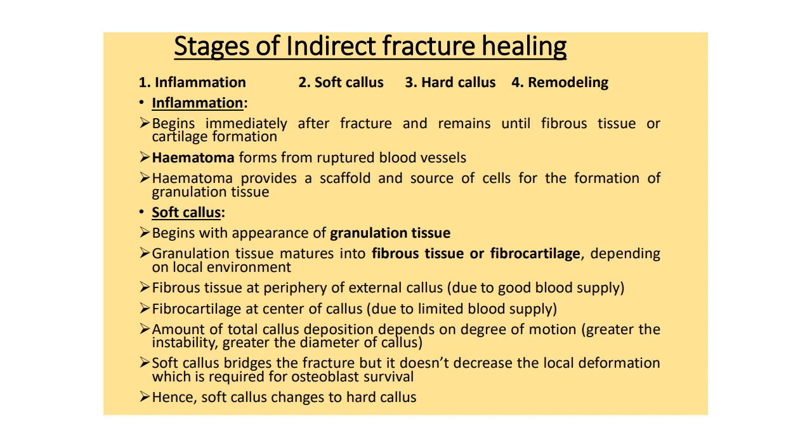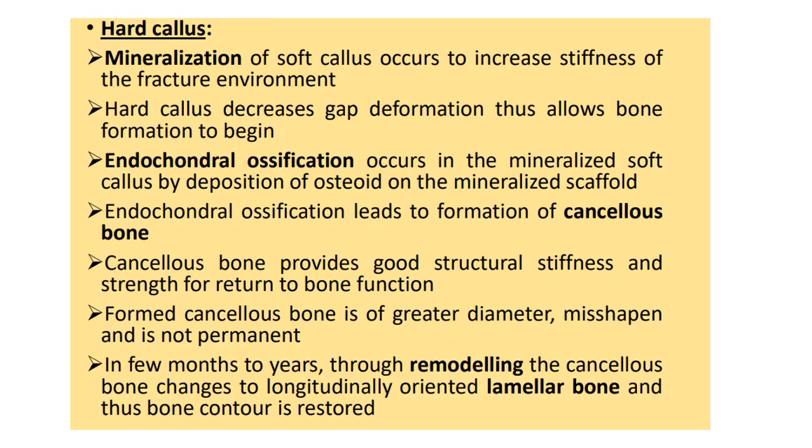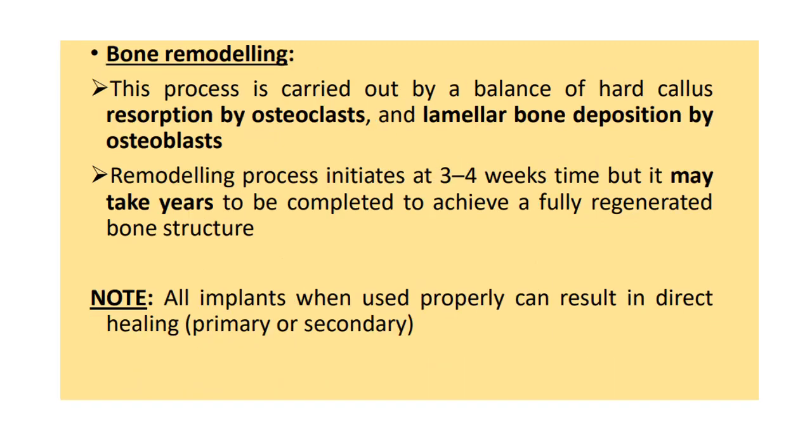These notes, this PPT, were made by our Dr. Anil Kumar sir. So you can also refer to this PDF. Inflammation begins immediately after fracture and remains until fibrous tissue or cartilage formation. Hematoma forms from ruptured blood vessels. Soft callus begins with the appearance of granulation tissue. Granulation tissue matures into fibrous tissue and/or fibrocartilage. Hard callus includes mineralization, endochondral ossification, cancellous bone, and the last step, bone remodeling.